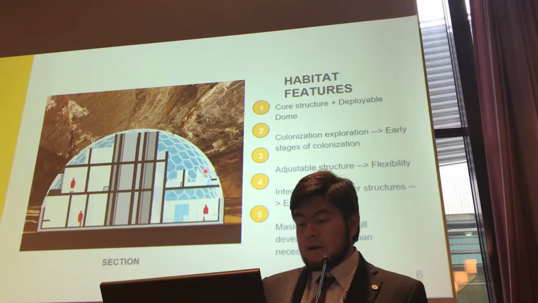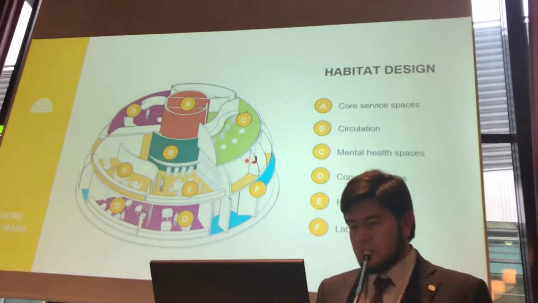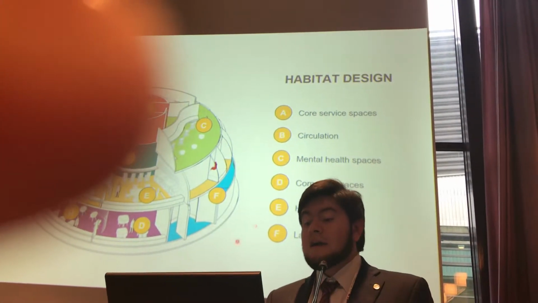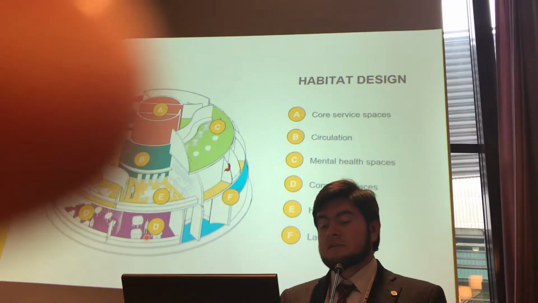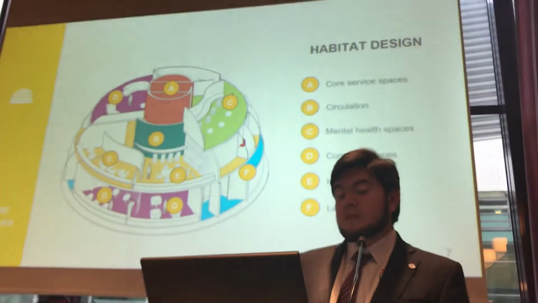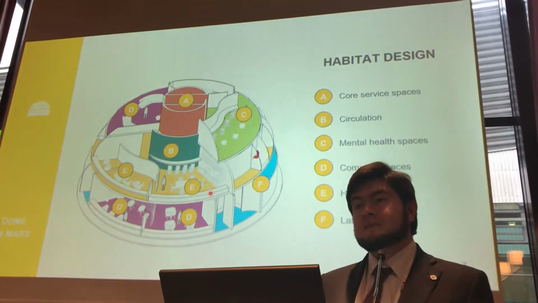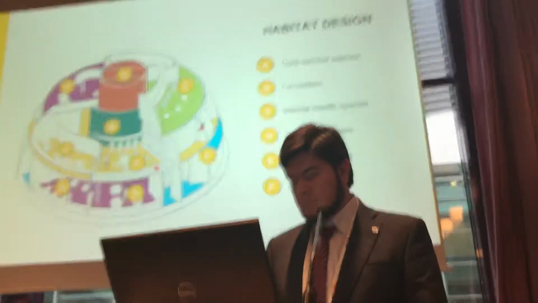So this is a more detailed view of the habitat. We have three levels: the ground floor, the first and the second. Within these housing spaces would be the place where the crew would perform their activities related to mostly living their lives. We have the services that will be in the core, and the first floor will be dedicated to laboratories and actual working space.